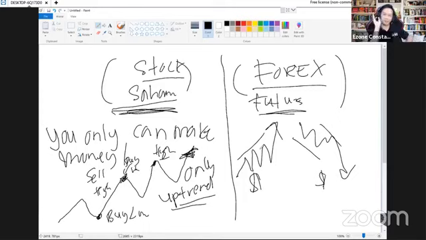Okay, now let me share with you. In the stock market, when they mention that you buy, it means you enter the market. And in the stock market, if you mention that you sell, it means you exit. So you see, in the stock market, the terms are not the same as in forex. When you buy, it means you enter.